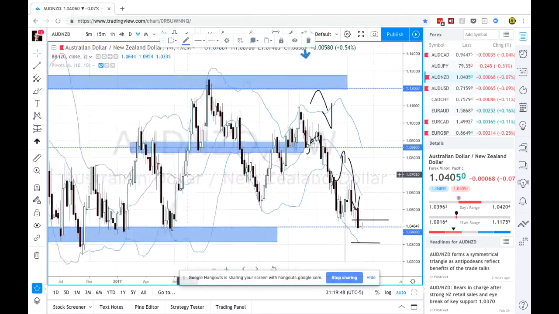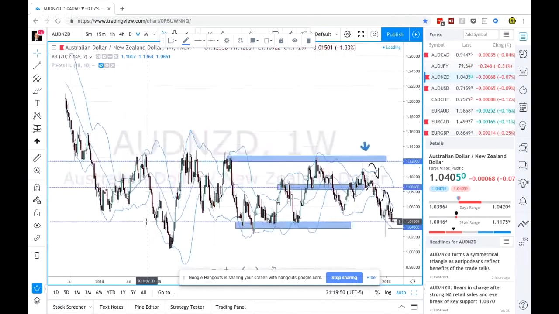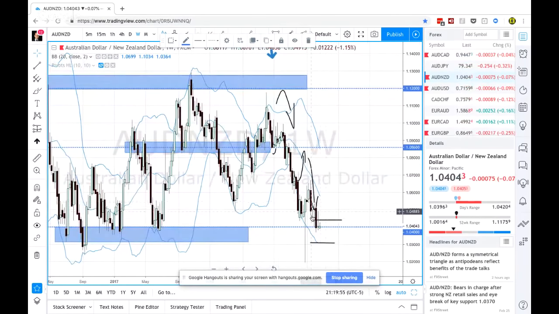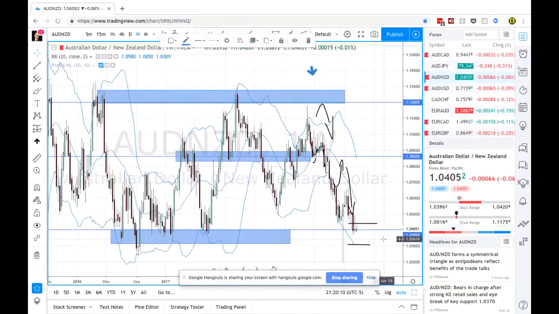AUD-NZD is coming back to a support area again. So this one's been here for some time. See how, starting here, which is like 2-3 weeks ago, I said I'm going to look for setups at this zone over here, 1.04, because it was close to the zone. Now, it came back down, really right at the zone. Good place to look for bullish trades, but it didn't really do much so far.